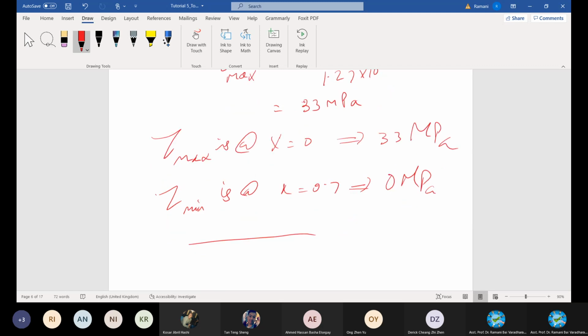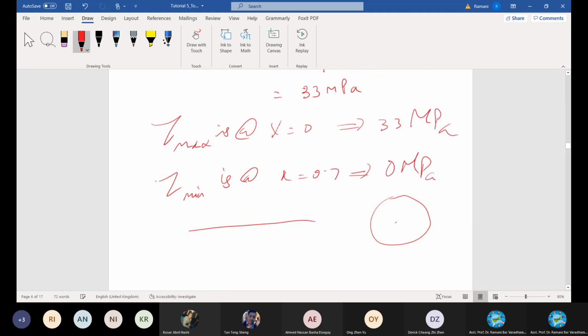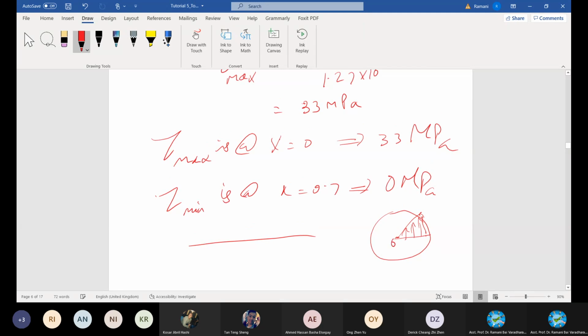If you draw the distribution, if you want, you can draw a circle, the cross section. Starting from 0, it will be maximum at the surface. The diagram is like this. Okay. Tau minimum, tau max.